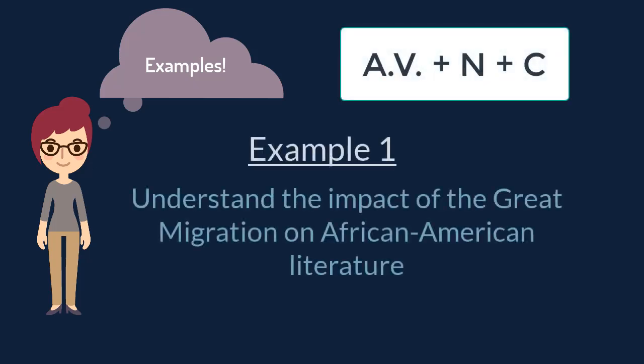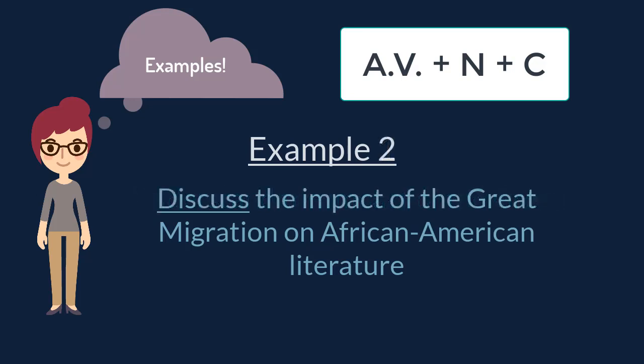Example 1. Understand the impact of the Great Migration on African American literature. This example contains the noun, which is the impact of the Great Migration, and an appropriate context, which is African American literature. But how specifically will students demonstrate understanding? Can you observe a student understanding an impact? We can choose a more specific and measurable verb that relates to the module assessment, which is writing an essay. In this case, a better action verb would be discuss.